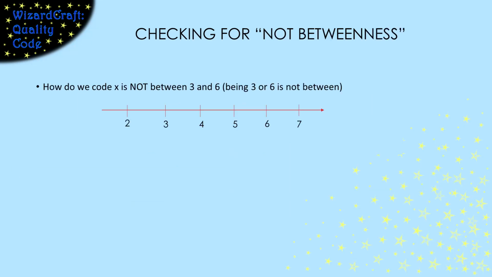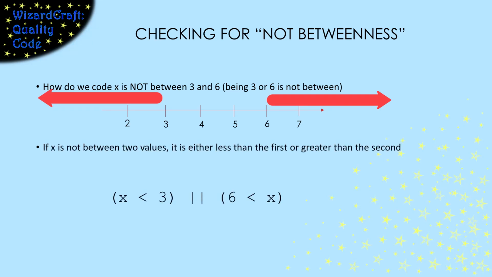Checking for not between is a bit different. If we were checking that x is not between 3 and 6 and not equal to them, we wanted our expression to be true if x is here or if x is here. So we code that with a logical OR statement. Like before, I like writing the relations in this order because it shows that x is outside of 3 and 6.